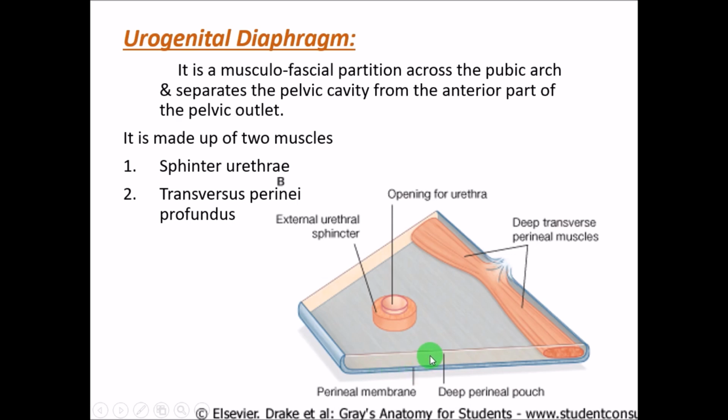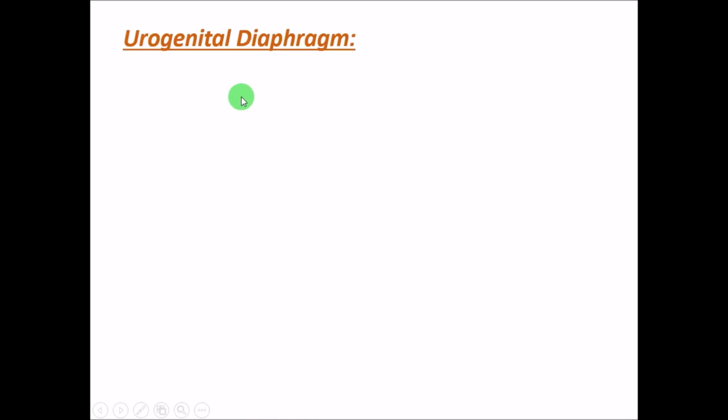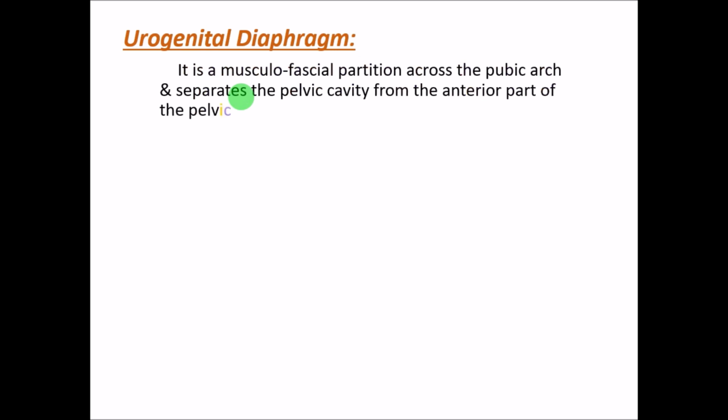So this is the perineal membrane, this is the deep perineal pouch, and there is a sphincter around the urethral opening. This is called the external urethral sphincter, or the sphincter urethrae. Then we have the deep transverse perineum muscle, which is also called the transverse perineum profundus. These are the two important muscles of the deep perineal pouch, and together they form a diaphragm that is called the urogenital diaphragm.